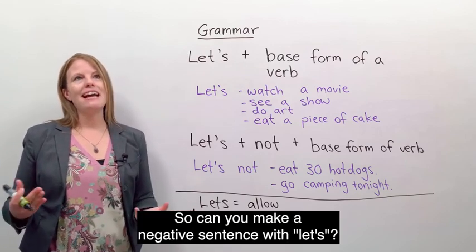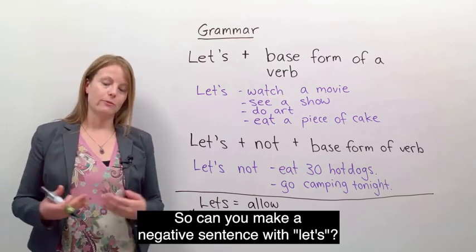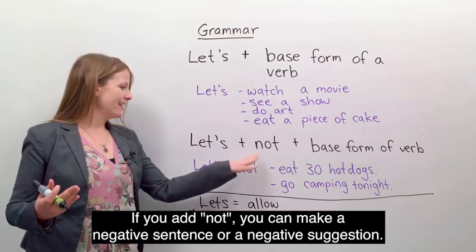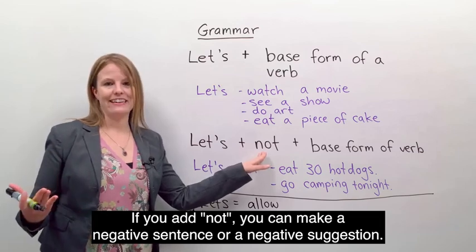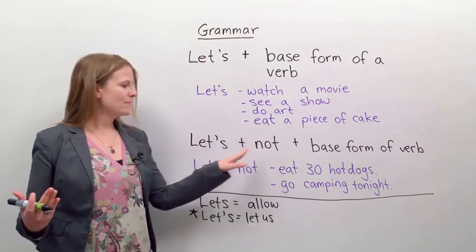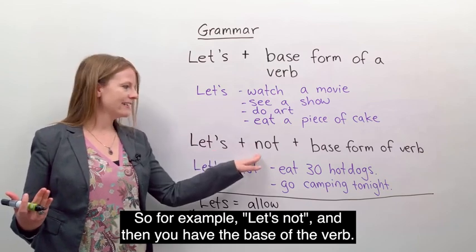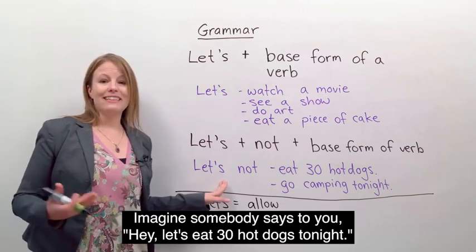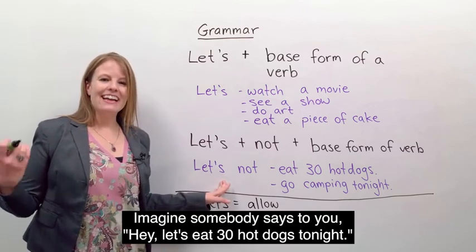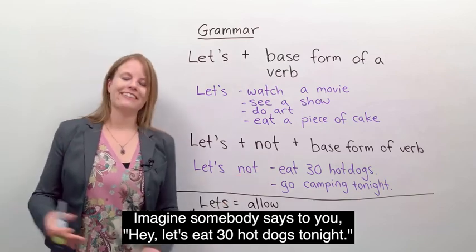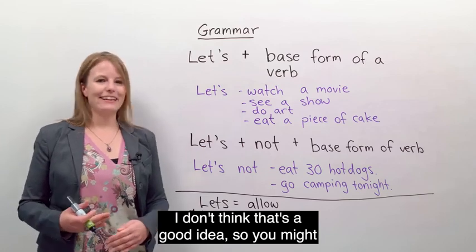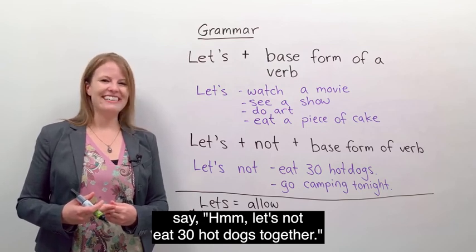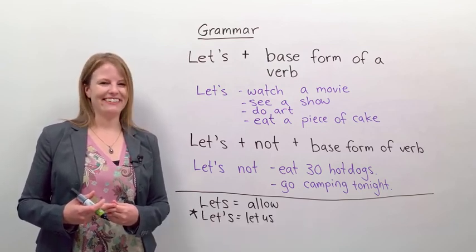So can you make a negative sentence with let's? You sure can. If you add not, you can make a negative sentence or a negative suggestion. So for example, let's not, and then you have the base of the verb. Imagine somebody says to you, hey, let's eat 30 hot dogs tonight. I don't think that's a good idea. So you might say, let's not eat 30 hot dogs together.